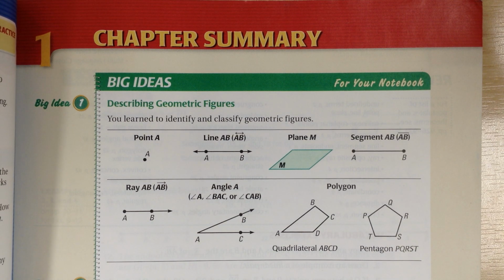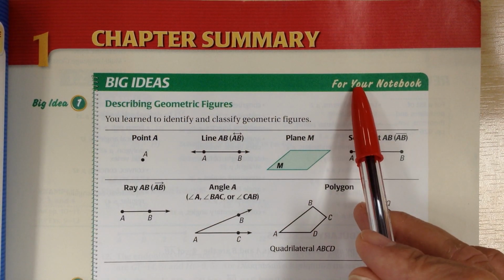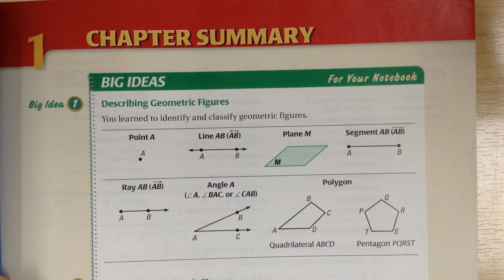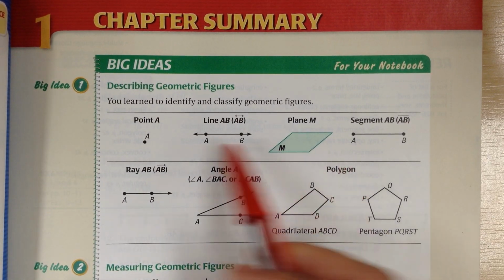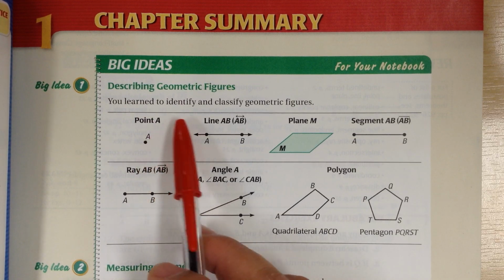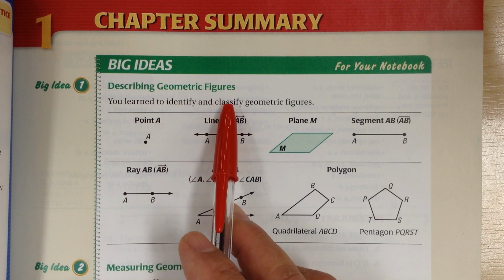Let's go to page 59, and this is the chapter summary. So let's go over some of the important ideas. Okay, so first, you need to know how to describe geometric figures.